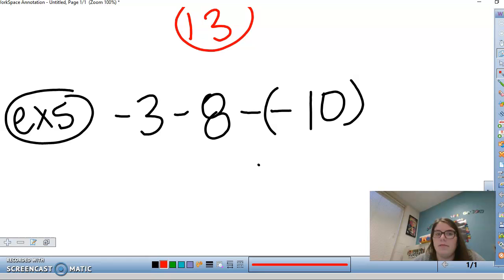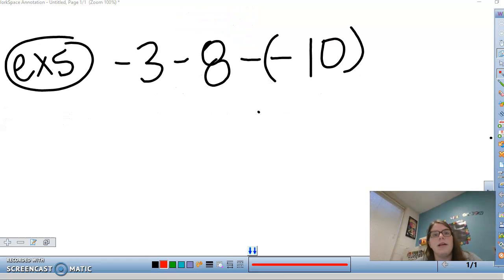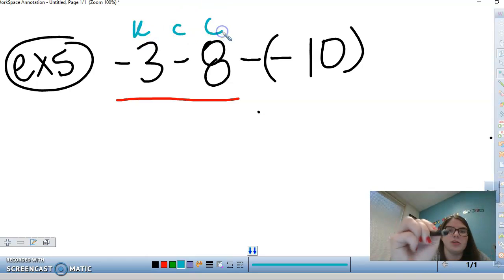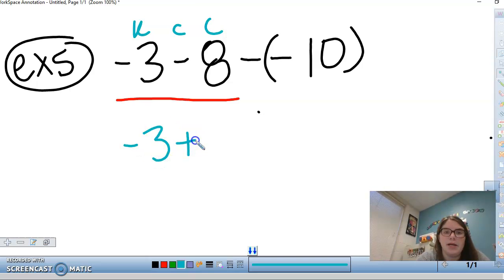All right. For my next one, what happens when I have 3 numbers? Well, it's pretty easy. I have -3 minus 8 minus a -10. Just like when we're doing addition, I look at the first two first. I'm going to start with keep, change, change on this part, and I'll worry about the second part later. So I have -3 plus a -8. Those are the same signs, so I know I'm going to add. 3 plus 8 is 11, and I keep the sign, which is negative.